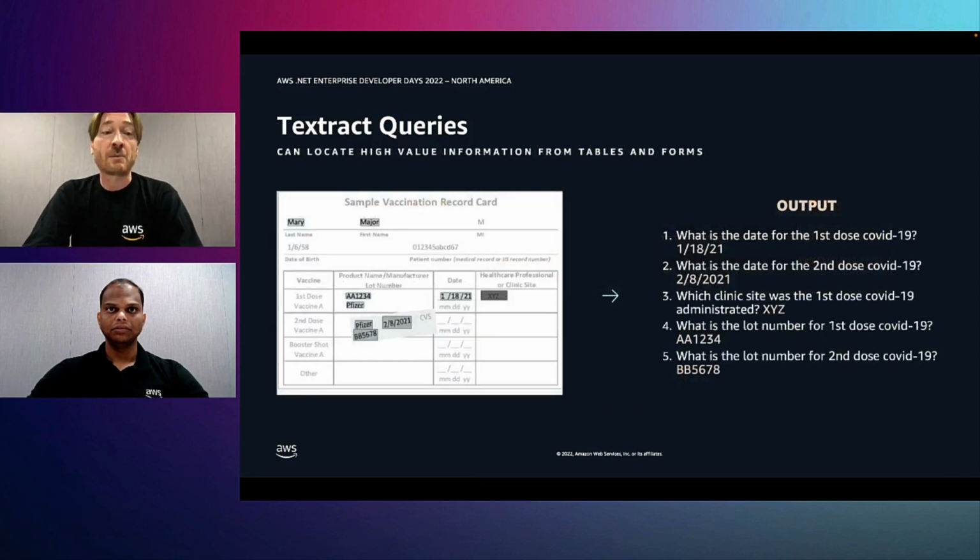The same goes for forms, because Textstruct queries can locate information from tables and forms, taking into account the layout of these forms, like what is the layout of a table, what are the rows, what are the columns. For example, with this vaccination record card, you can ask questions like, what is the second dose, what is the first dose, and Textstruct queries will return the correct cell value based on the question you asked. It will take into account the titles of the columns, titles of the rows, and give back the correct answer.